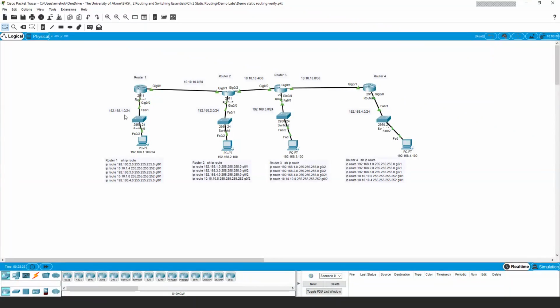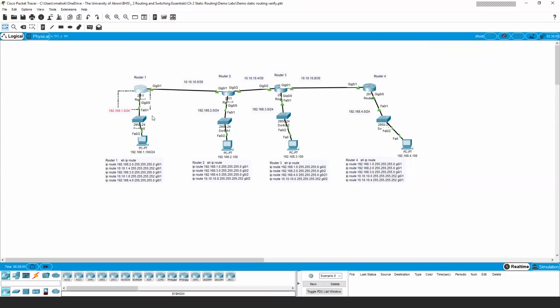192.168.1.0 with a 24-bit mask, 10.10.10.0 with a 30-bit mask, 10.10.10.4 with a 30-bit mask, 10.10.10.8 with a 30-bit mask, and then your 192.168.4.0, 3.0, and 2.0, all with the 24-bit mask. You should be able to convert those into 255.255.255.0, or in the 30 case, 255.255.255.252. So what we want to do now is count the networks.